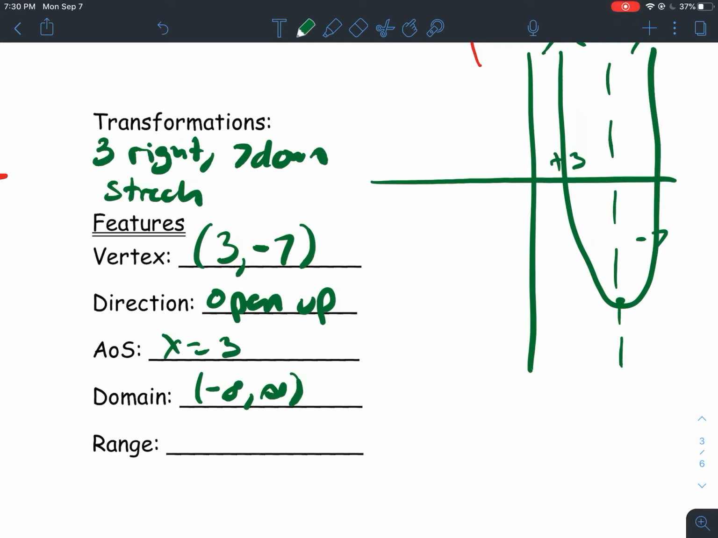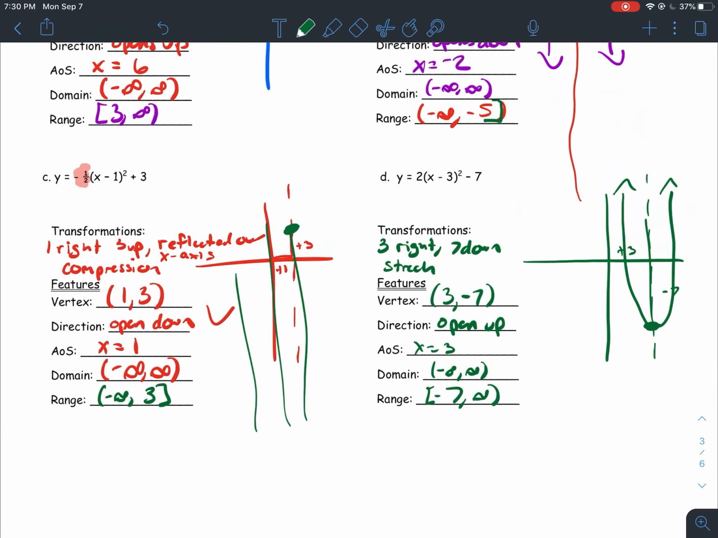And now our range. Our range is going to start here and go up. So we're going to start at -7 and go to positive infinity, right? That goes on forever.